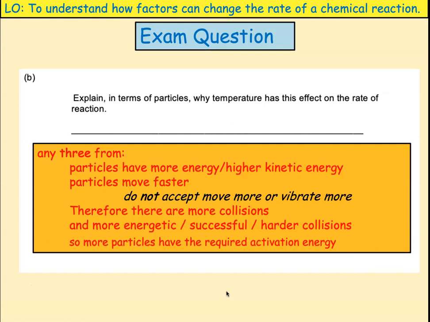Particles have more energy or higher kinetic energy. The particles move faster, but you're not allowed to say they move more or vibrate more. Therefore, there are more collisions and more energetic, successful or harder collisions. So more particles have the required activation energy.